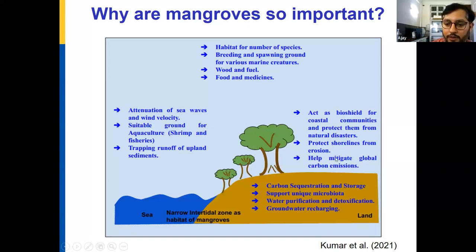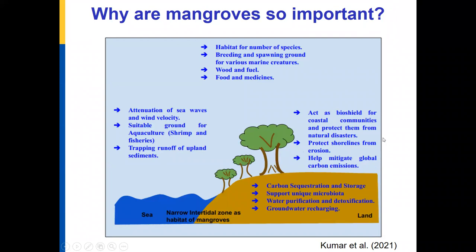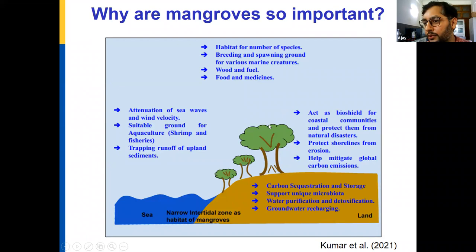Then they protect shorelines from erosion and help mitigate global carbon emissions, in the sense that these mangroves are one of the most productive ecosystems. That's why these mangrove ecosystems are also known as blue carbon ecosystems, BCEs, because of their very high capacity to sequester carbon and store high amounts of carbon in their biomass. These mangrove habitats are therefore very rich sources of blue carbon. So in that way, they act as very important components against climate change.